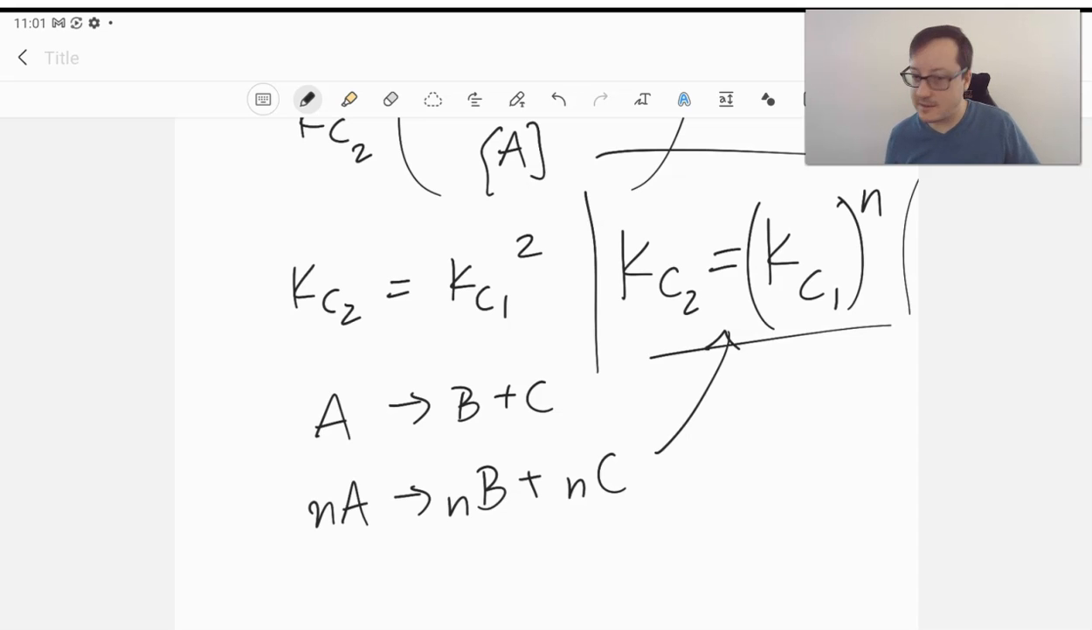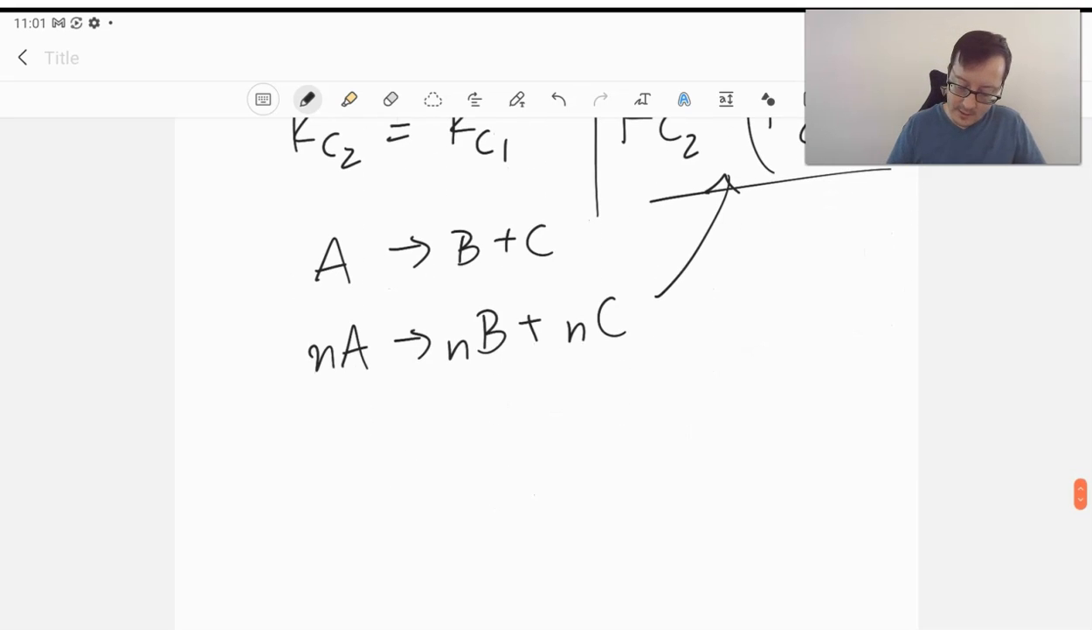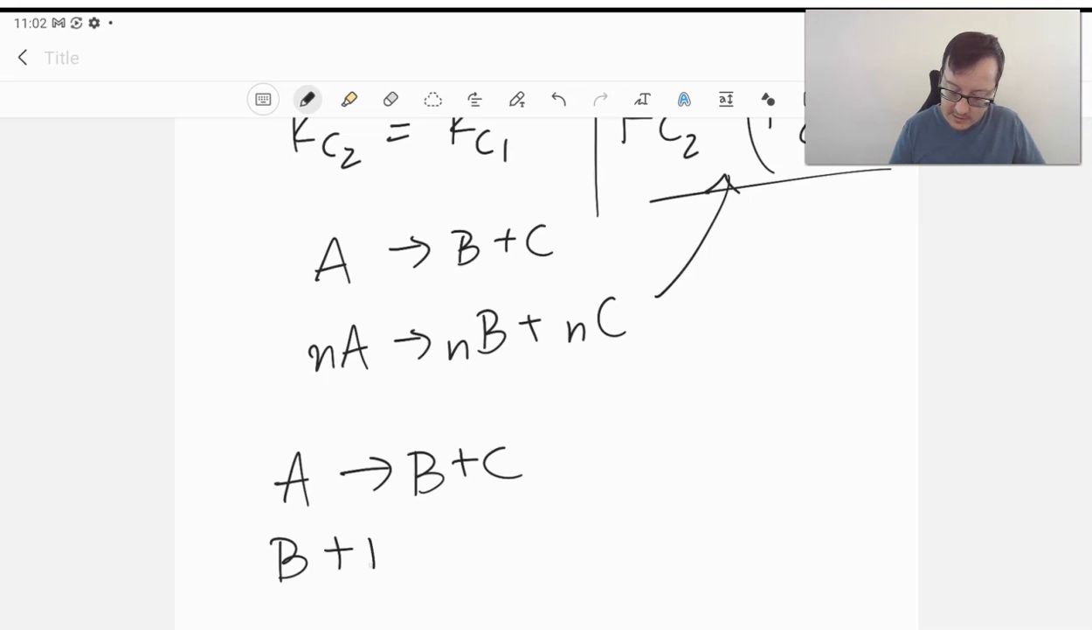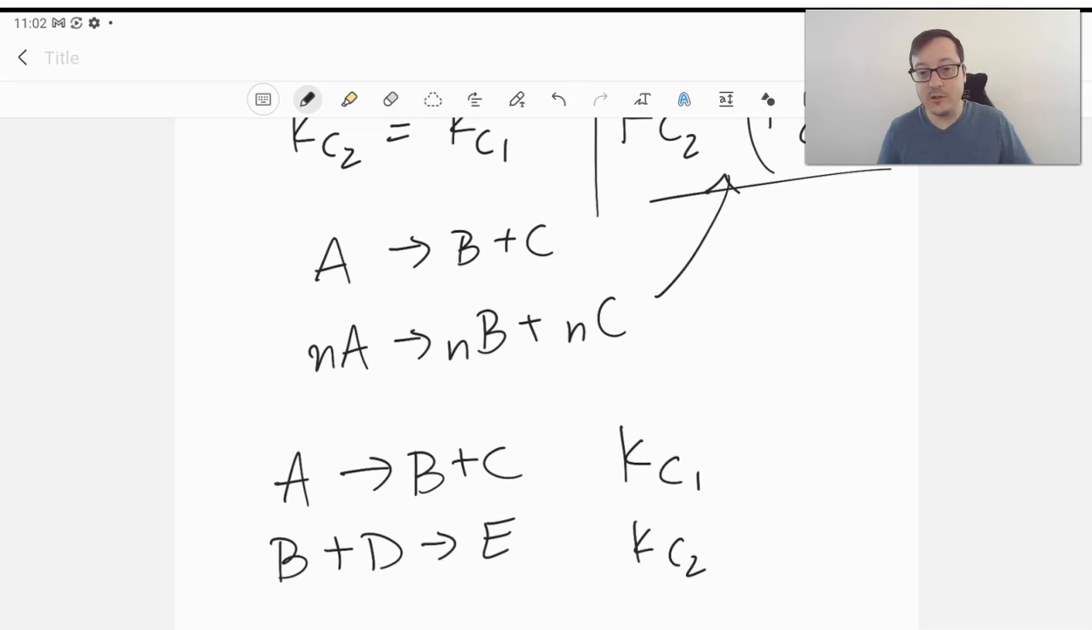And finally, just like with Hess's law, remember that we could find delta H for an overall reaction by adding the delta H of individual steps. We can do the same thing here. If we want to say A turns into B plus C, and then B plus D turns into E, whatever it may be, we have 2 Kc's for these particular reactions, whatever they may be.